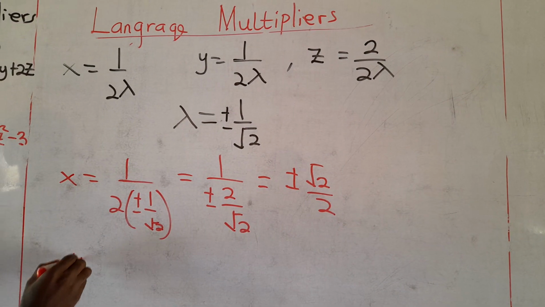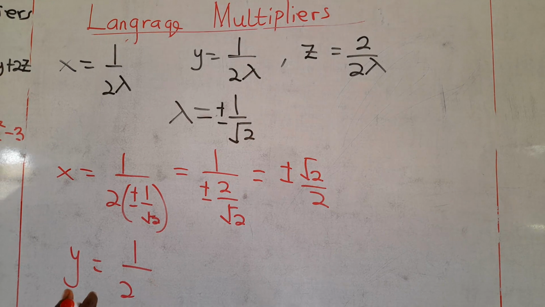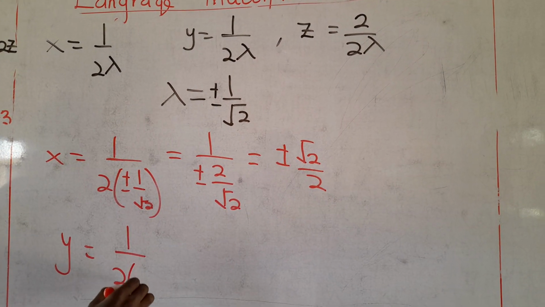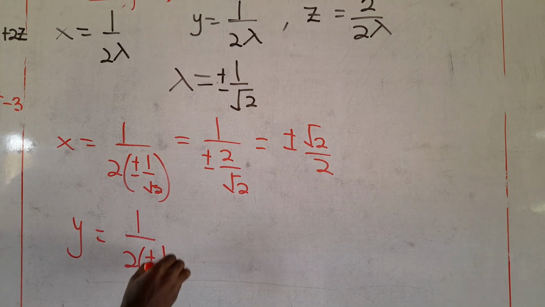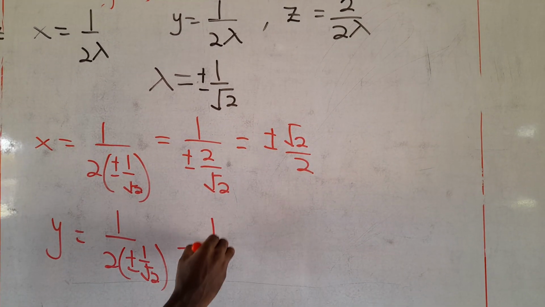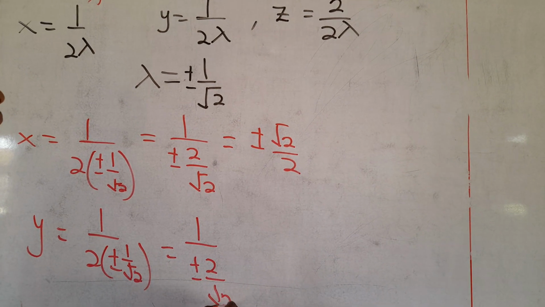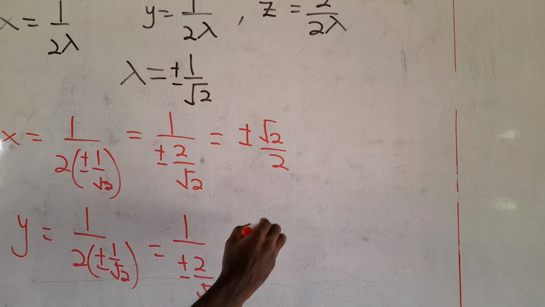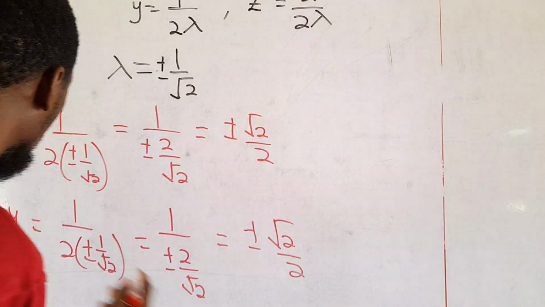The same way, the y will be equal to 1 over 2. Remember, y is 1 over 2 lambda. So 1 over 2 times plus or minus, lambda is 1 over the square root of 2, which will be equal to 1 all over plus or minus 2 over root 2. And this will be equal to plus or minus root 2 over 2 as well.